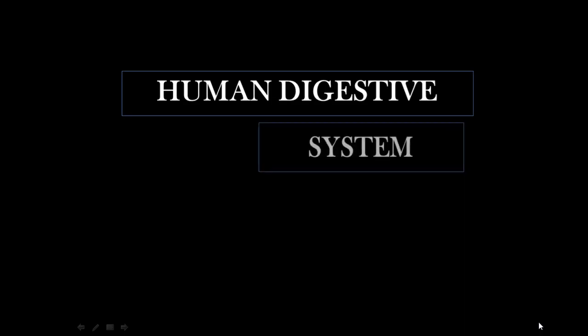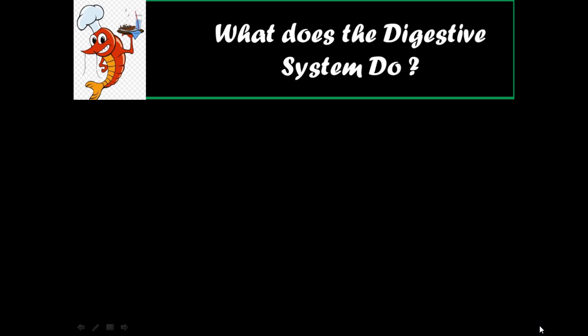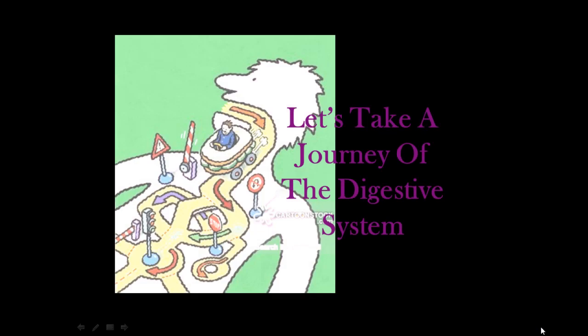Now, we will study about the human digestive system. What does the digestive system do? The digestive system digests the food we eat. Let's take a journey through the digestive system.